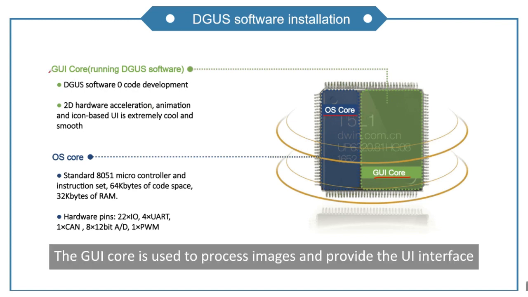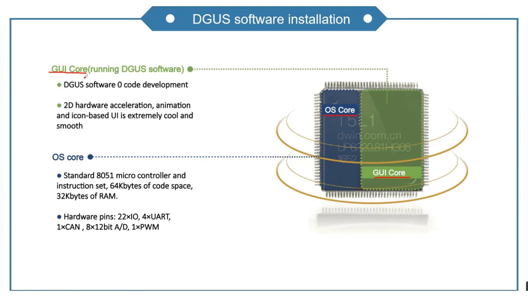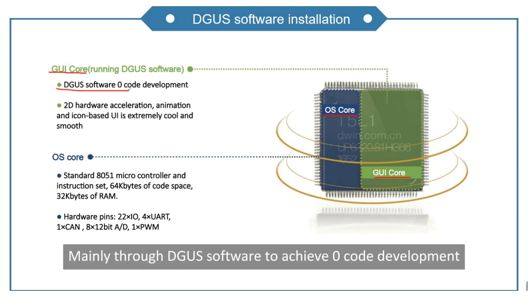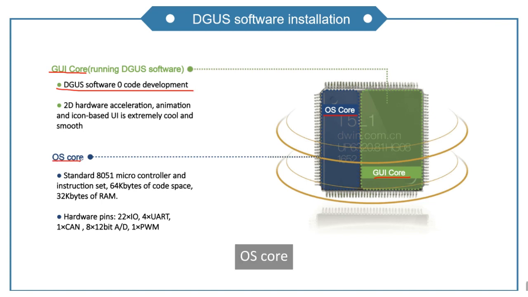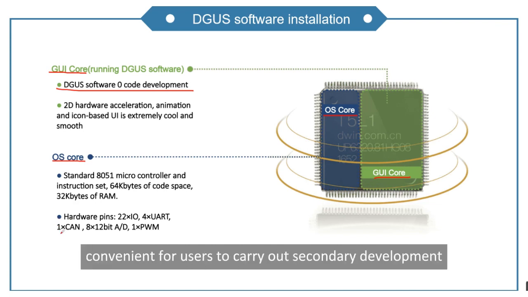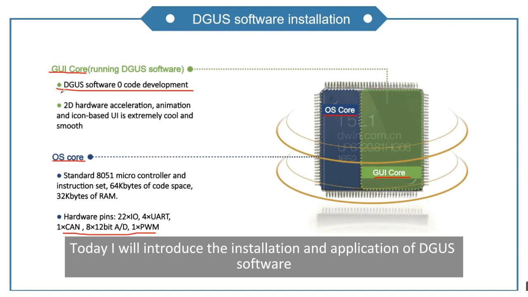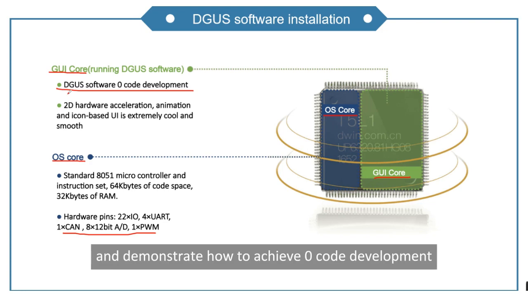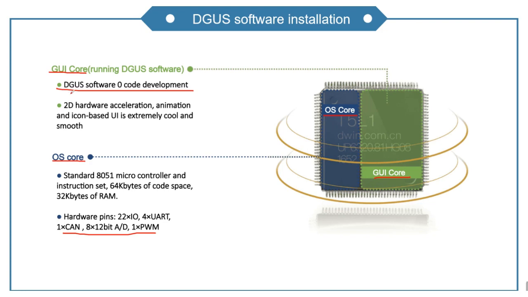The GUI core is used to process images and provide the UI interface, mainly through DWIN software to achieve zero-code development. The OS core can be extended with peripheral functions, convenient for users to carry out secondary development. Today I will introduce the installation and application of DWIN software and demonstrate how to achieve zero-code development.